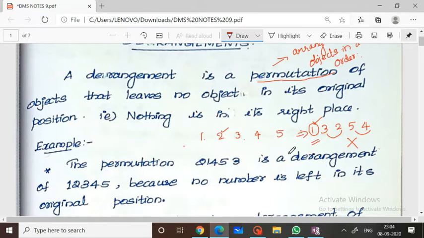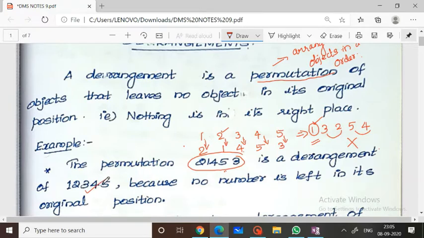Now consider 1, 2, 3, 4, 5, and here I have taken another example: 2, 1, 4, 5, 3. Is any number in the correct position? No. In the place of 1, it is 2. In the place of 2, it is 1. In the place of 3, it is 4. In the place of 4, it is 5. In the place of 5, it is 3. No object is in the correct position, which means this arrangement is a derangement of the numbers 1 2 3 4 5.